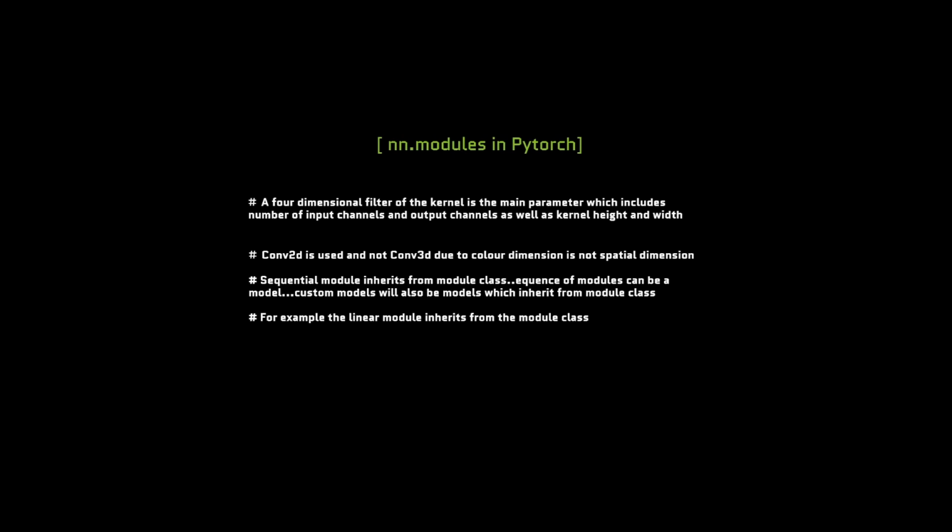Pytorch models are based on modules, and module is the base class that all other modules inherit from. For example, a sequential module inherits from the module class. So we can summarize that a sequence of modules can be a model. Thus custom models will also be models which inherit from the module class. For example, the linear module inherits from the module class. The interface of convolution layers and dense layers in a neural network is flatten. Output of a conv2D layer is an image and input for a dense layer is a vector.